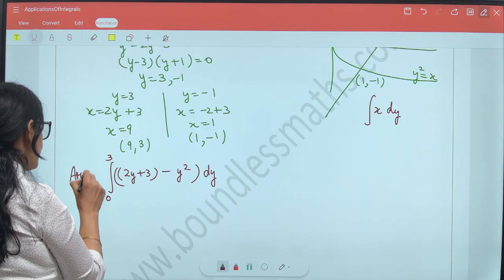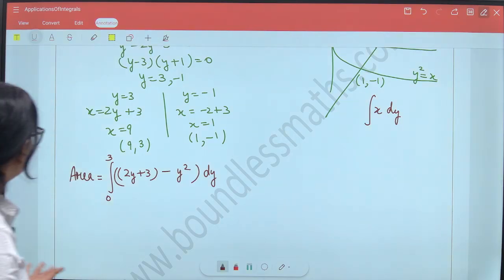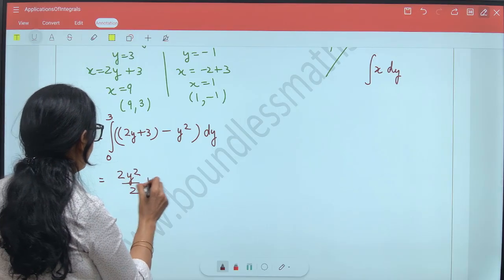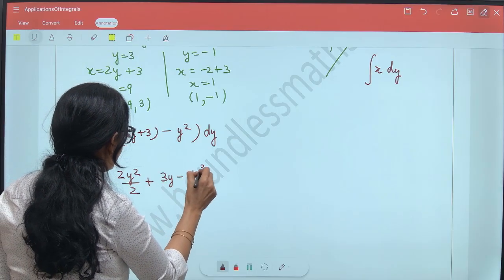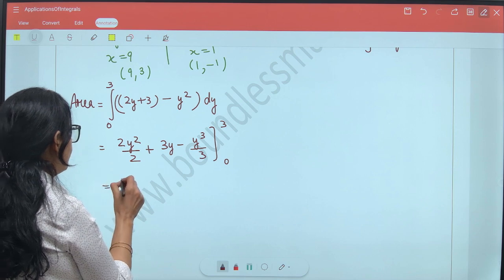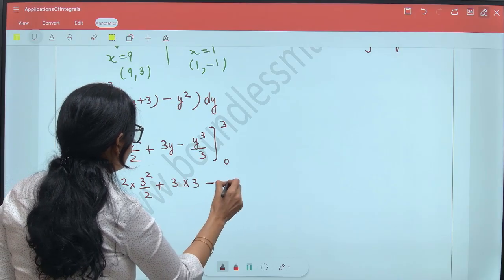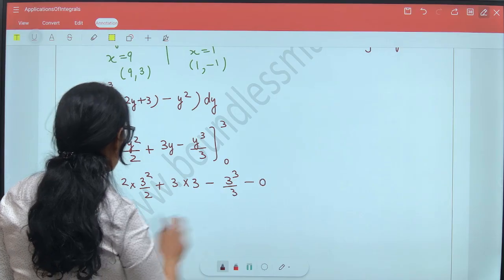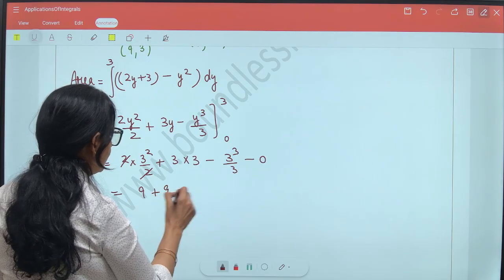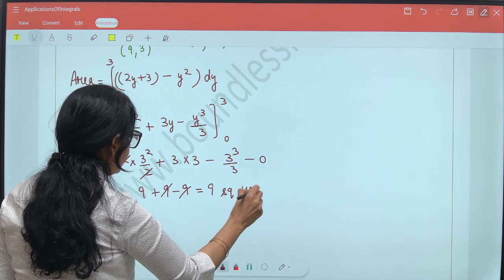So write this expression very carefully. So it is integral of 2y plus 3 minus y square bounded from 0 to 3. So let's integrate this. 2y square upon 2 plus 3y minus y cube upon 3, and the limits are 0 to 3. So let's put the limits. 2 into 3 square upon 2 plus 3 into 3 minus 3 cube upon 3 minus 0. So this becomes, 2 and 2 get cancelled, 9 plus 9 minus 9. This gets cancelled, so that means 9 square units is the required area.